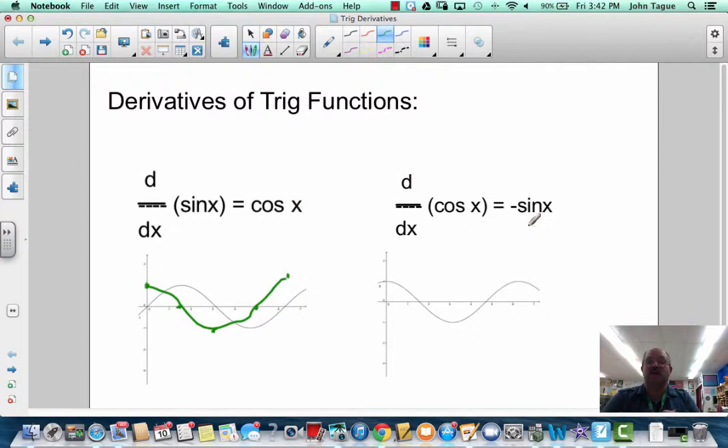The derivative of the cosine is the negative sine. You just have to take my word, but you could go through there. It starts at 0 and then it goes down to 1, so it's working the opposite way of the cosine, of the sine curve, the slope. So derivative of sine is cosine, derivative of cosine is negative sine.